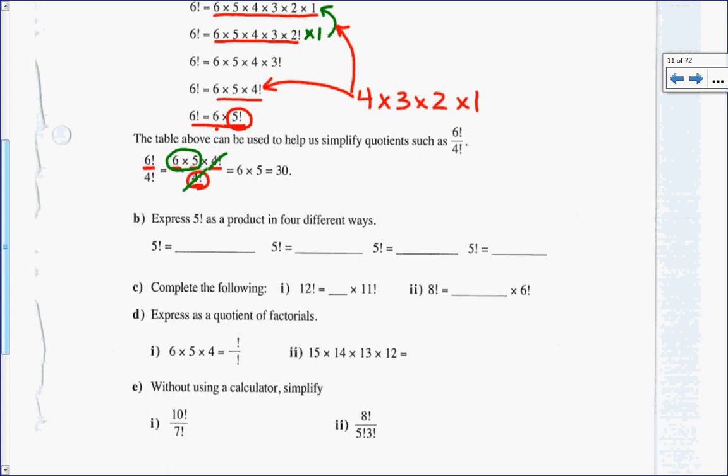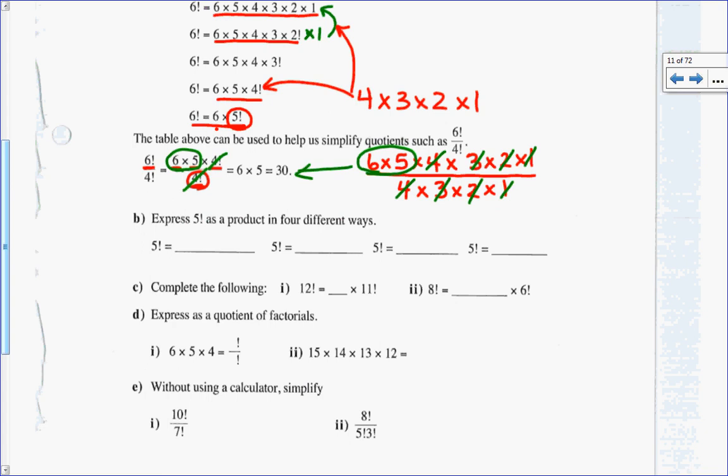Now the reason that that works is because of this. 6 factorial really means 6 times 5 times 4 times 3 times 2 times 1 in the numerator. In the denominator, it means 4 factorial, which is 4 times 3 times 2 times 1, right? Now, this factor of 4 would cancel this factor of 4. This factor of 3 would cancel this factor of 3. This factor of 2 cancels this factor of 2. This 1 cancels this 1. So really, you are left with 6 times 5 in the numerator, which is what we had right there. Okay, so that's why this works.